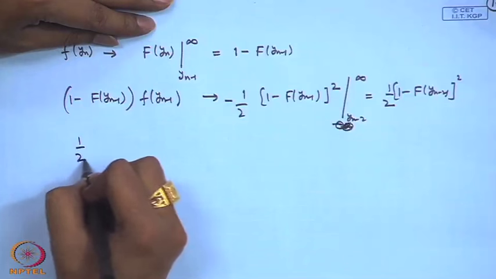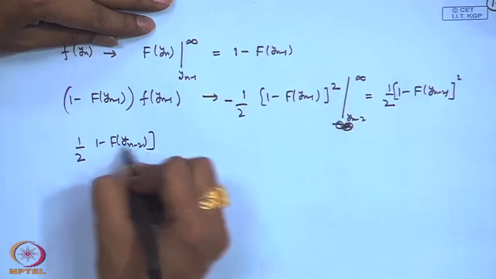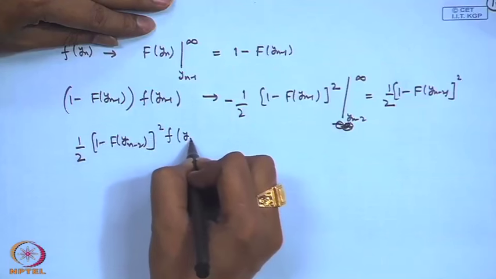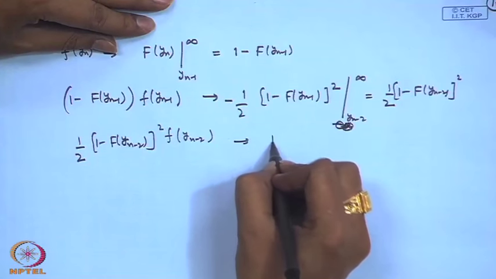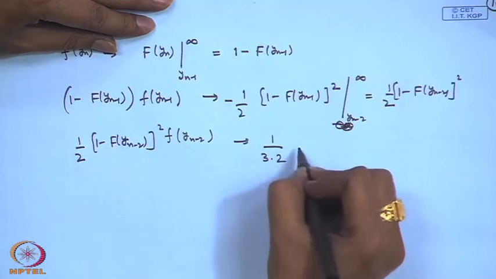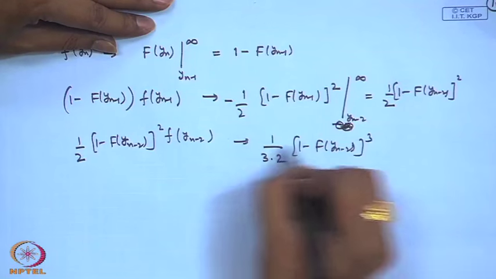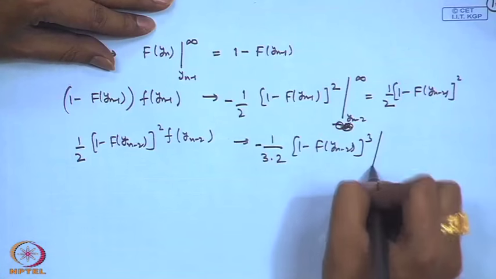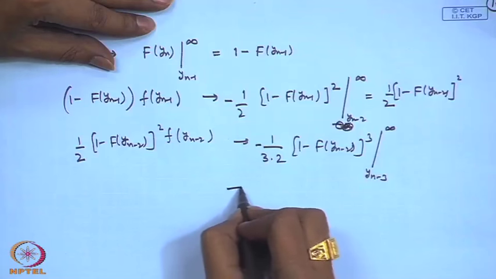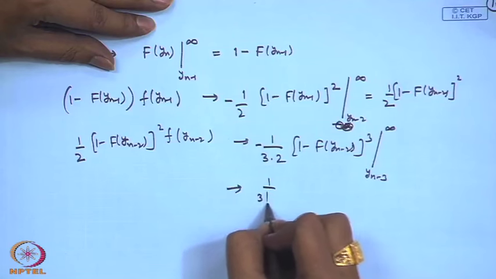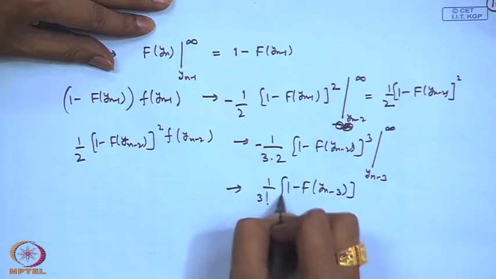Now, at the next stage I have 1 minus F of y n minus 2 squared times f of y n minus 2, and when this is integrated I will get 1 by 3 into 2, 1 minus F of y n minus 2 cubed, with a minus sign, and this will be from y n minus 3 to infinity. When I put in the values, this will give me 1 by 3 factorial times 1 minus F of y n minus 3 cubed.